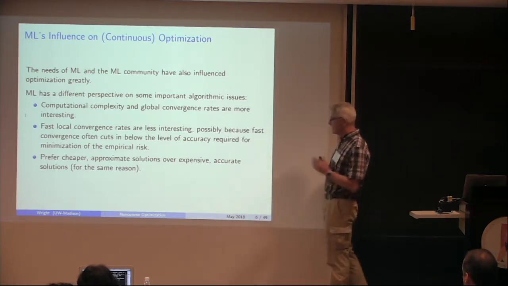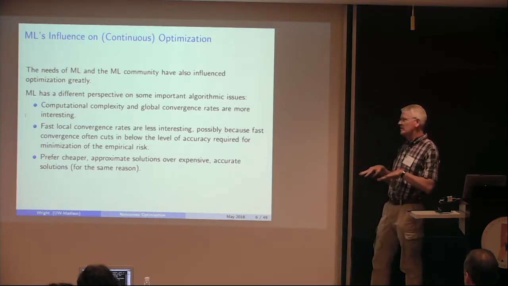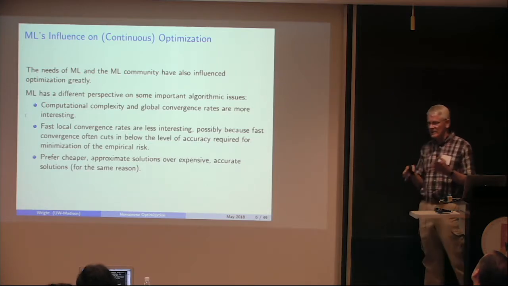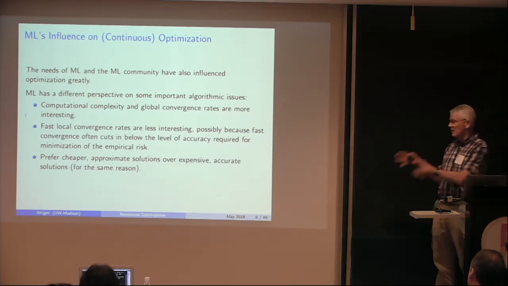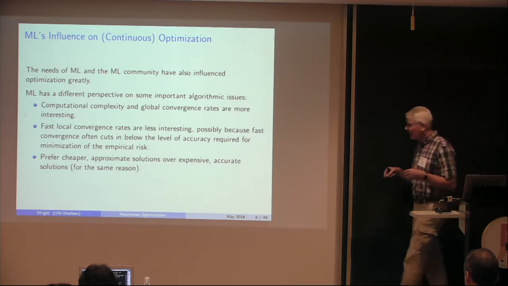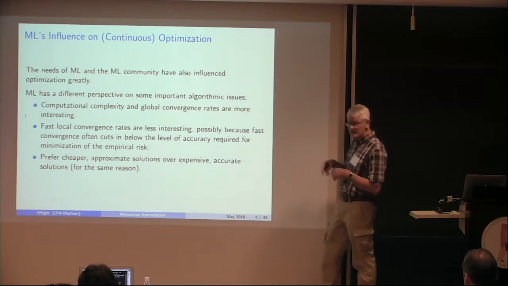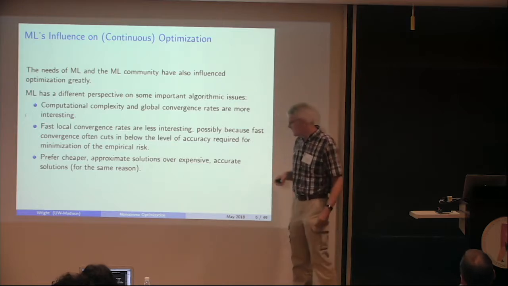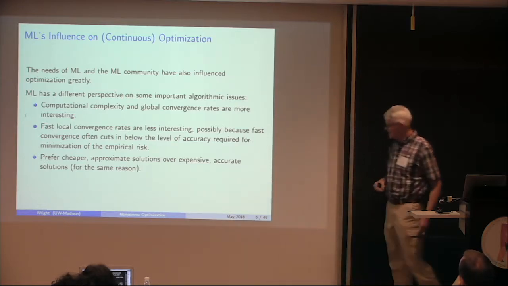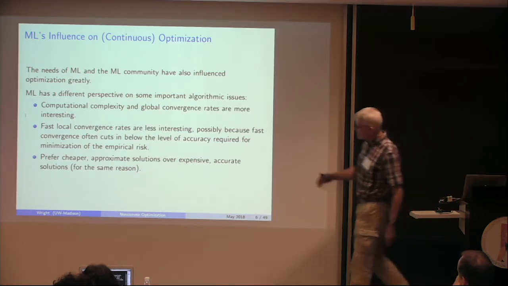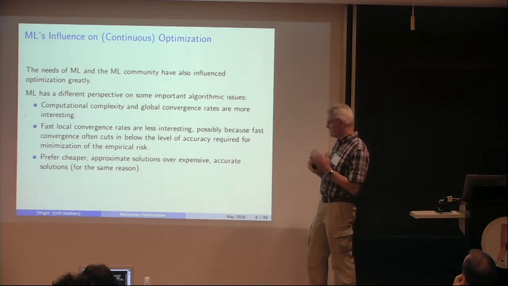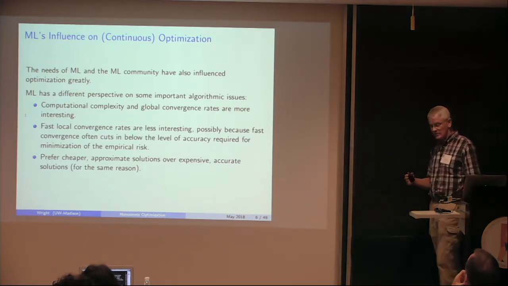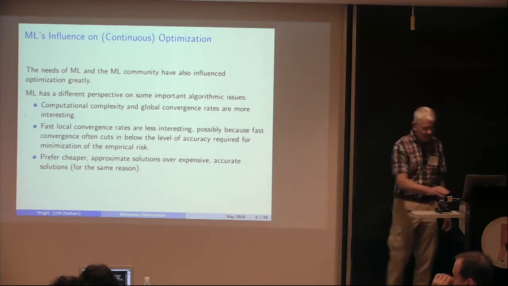And I speculate that maybe it's because the domain of fast convergence often happens when you're below the level of accuracy required for the empirical risk. Usually you're working with some sort of empirical function, not the real function that you really want to minimize, and you don't see this fast convergence until you get close to the solution, when you're in the domain that you don't really care that much. So that's a little bit of loose talk there, but this is a workshop, so I can toss out some loose talk. And the other thing is that quite often, you prefer a cheap approximate solution to an expensive accurate solution, and that's somewhat tied to the same point.